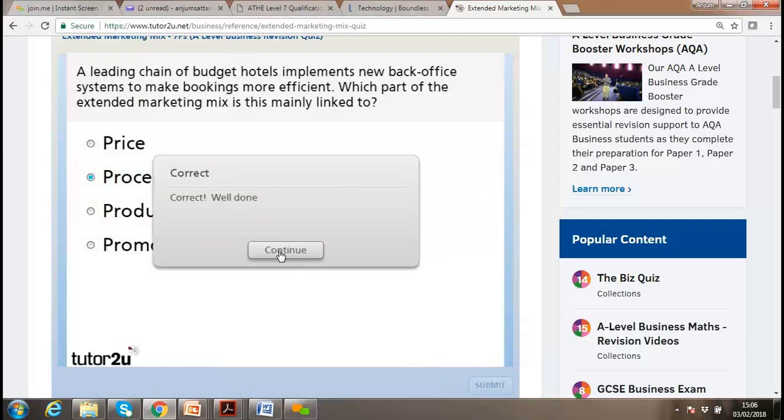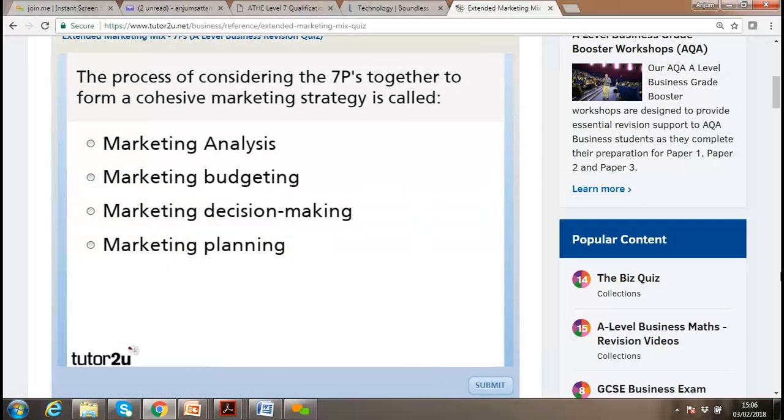Well done, correct. Yes. The process of considering the 7Ps together to form a cohesive marketing strategy is called marketing analysis, marketing budget, marketing decision making, or marketing planning. Marketing planning.